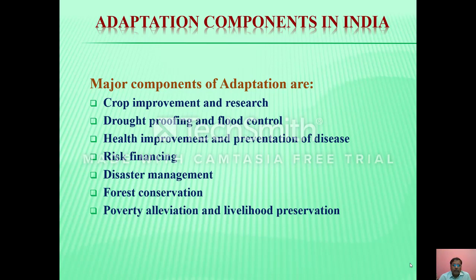Well, poverty alleviation and livelihood preservation are important because some of the capacity problems are related to adaptation problems, are related to poverty and livelihood problems. Many people who live in and around the forest require forest products, and damage to the forest is obvious.